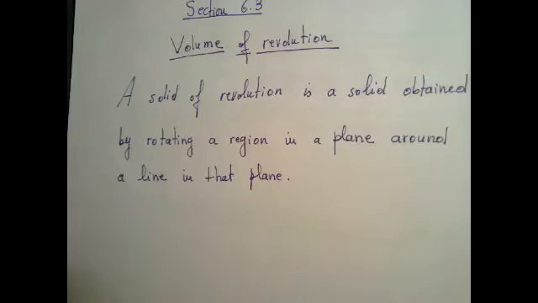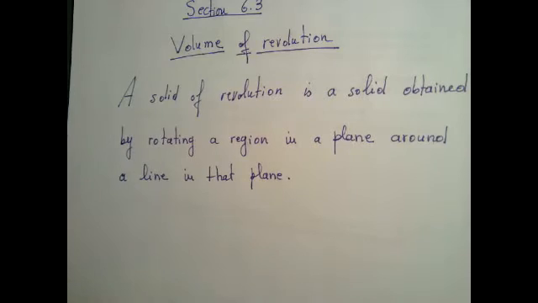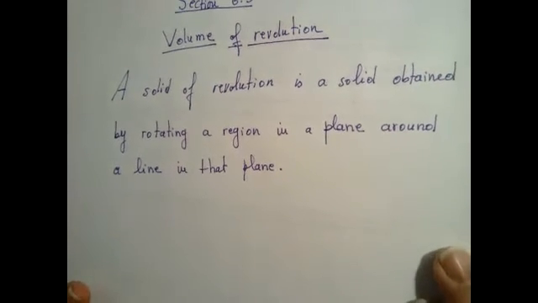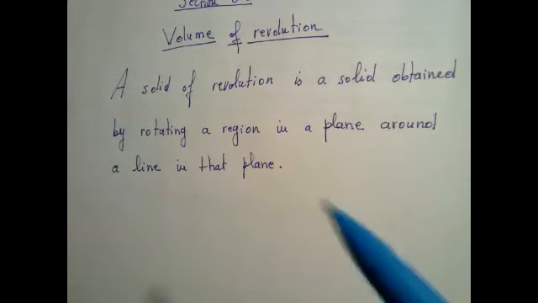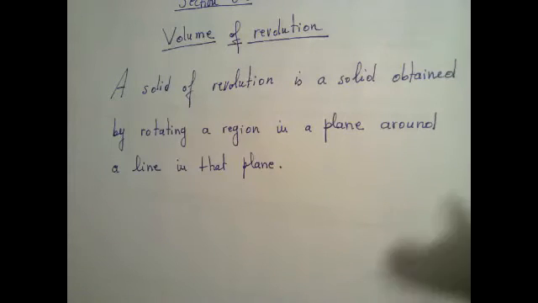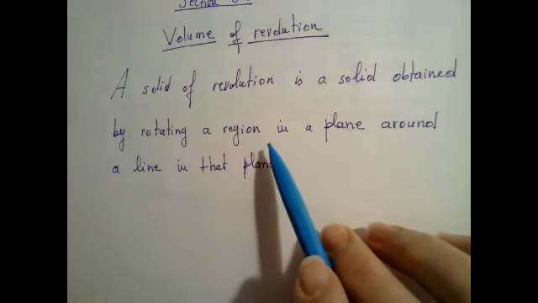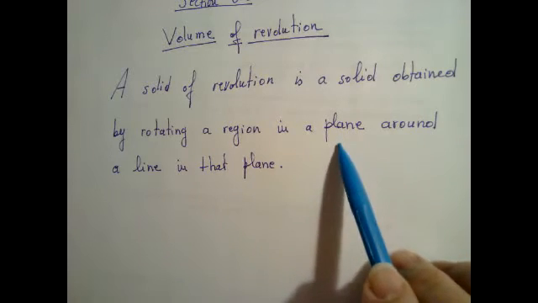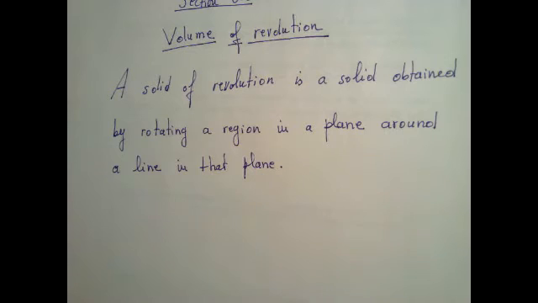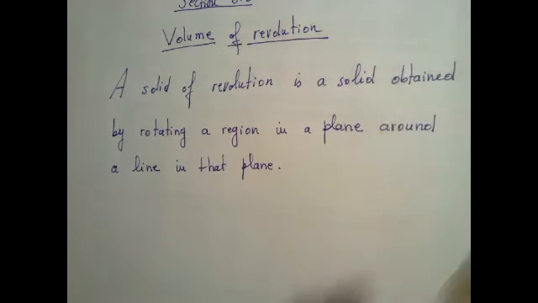Morning. Today we are going to start section 6.3, volume of revolution. Okay. So what is a volume of revolution? In section 6.2, we studied the idea of area between two regions. Today we're moving to volume. A solid of revolution is a solid obtained by rotating a region in a plane around a line in that plane. So let's see what we mean by that.